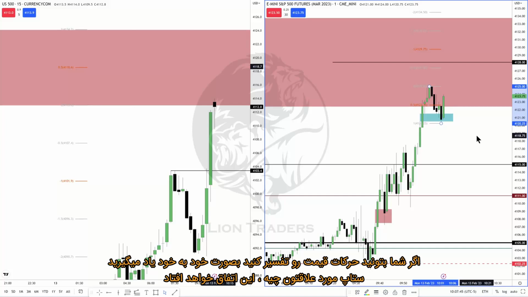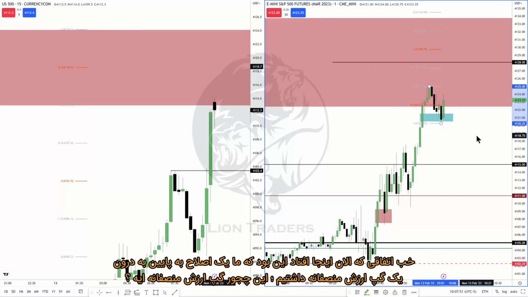If you can read price action, you're going to learn what your favorite setup is. By default, it's going to happen. So what I just did here was we had a retracement down into a fair value gap. What kind of fair value gap is this?